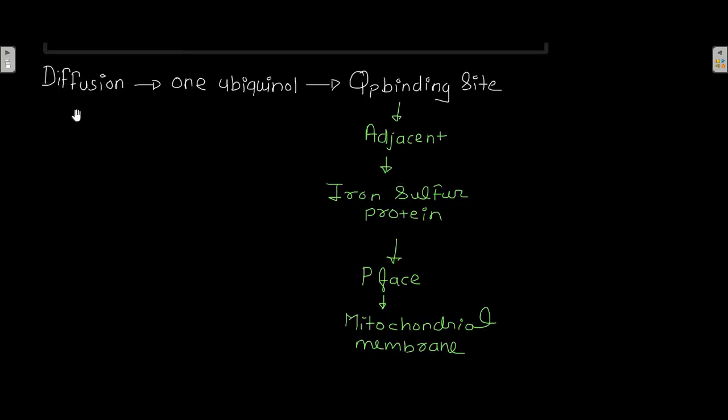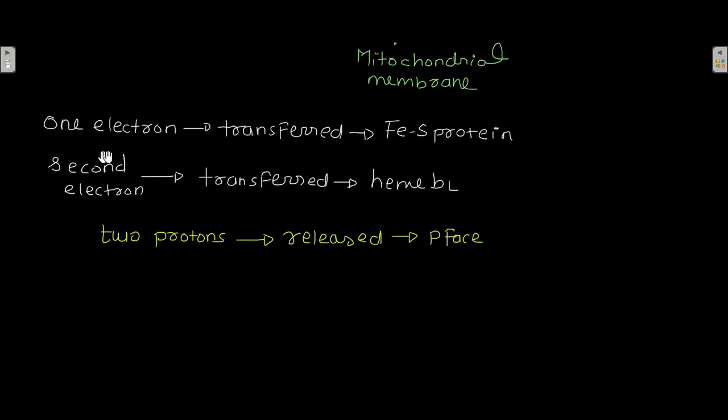Now the diffusion of one ubiquinol takes place to the QP binding site, and this QP binding site is adjacent to the iron-sulfur protein at the P phase of the mitochondrial membrane. One electron is transferred to the FeS protein, the second electron is transferred to heme bL, and then two protons are released at the P phase.